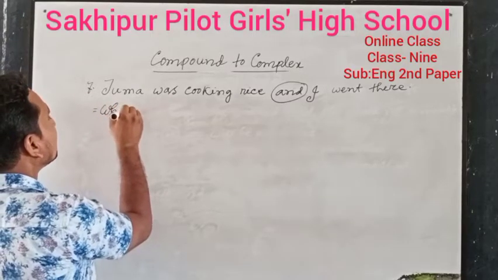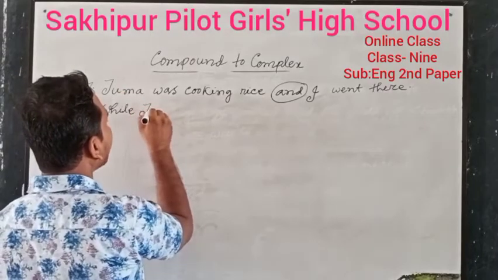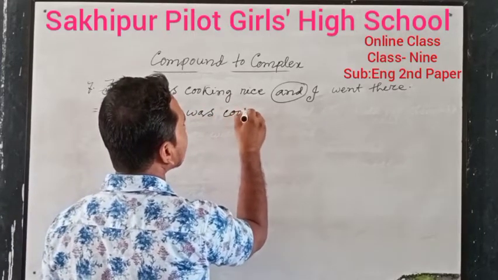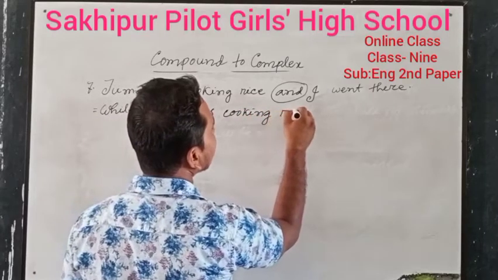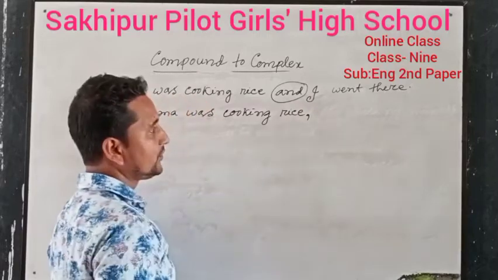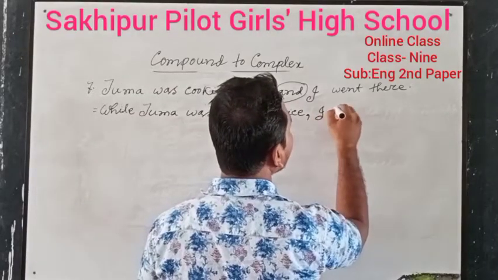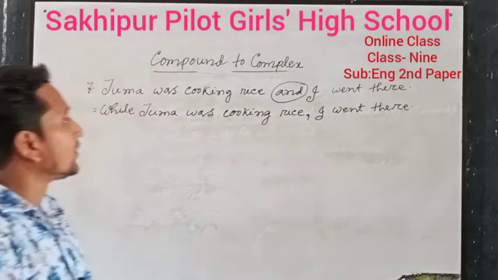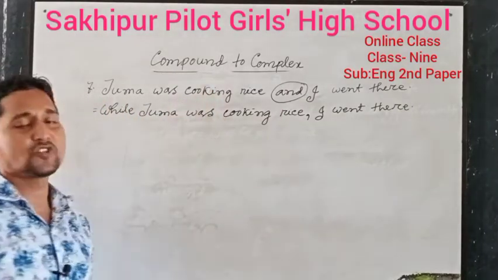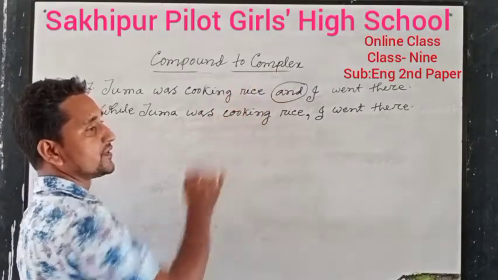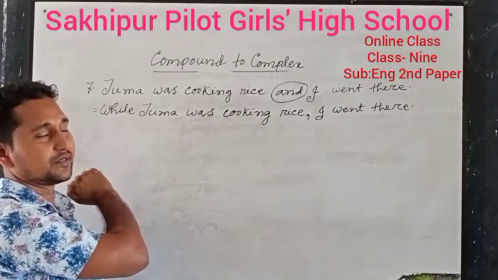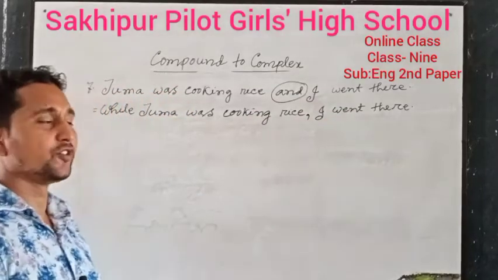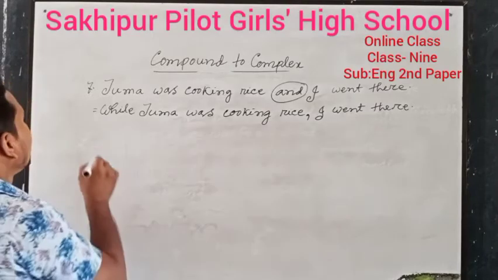While. Then the first clause, Jhuma was cooking rice. Then you have to use a comma instead of and, then the second clause: I went there. Are you clear? If the first clause is past continuous tense, if you are to change into a complex sentence, at first you have to use while. Then the first clause, then you have to use a comma instead of and, then the second clause will not change. Okay, come to another rule.